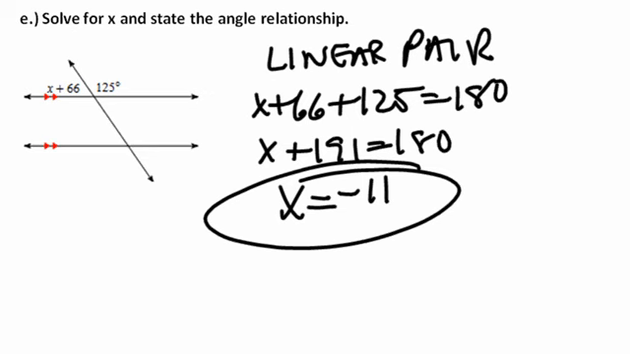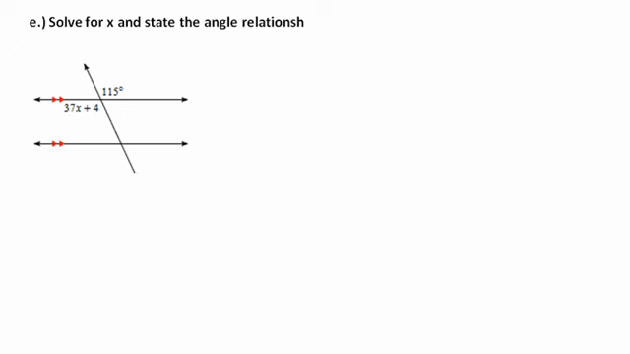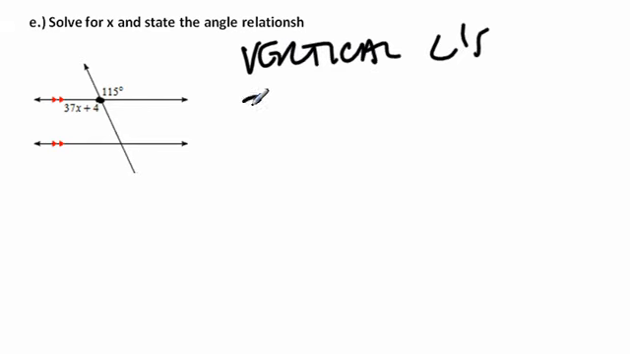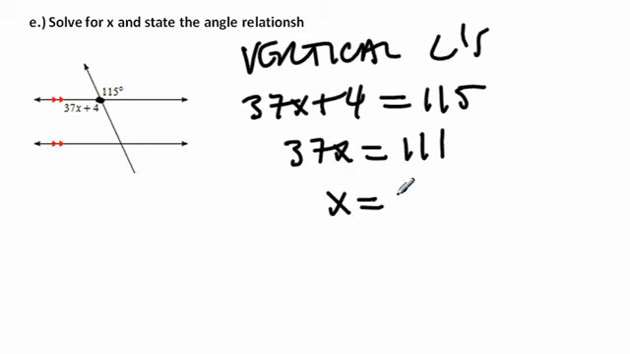All right. In this problem, when you look at it, these are vertical angles, and so we get 37x plus 4 equals 115. So you subtract 4 on both sides, and you get 37x equals 111. And then you divide by 37 on both sides, and you get x is 3. And that's your answer.